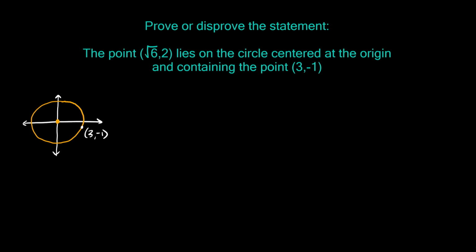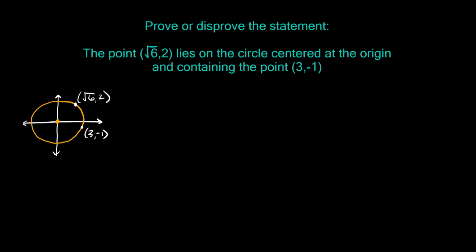So what we want to check is if this point right here, (√6, 2), also lies on this circle. The square root of 6 is somewhere between 2 and 3, right? So we can say maybe somewhere around here. And then if we go up to, maybe there-ish, we're going to say this is about where (√6, 2) is.